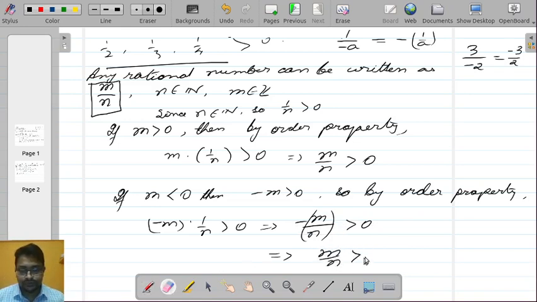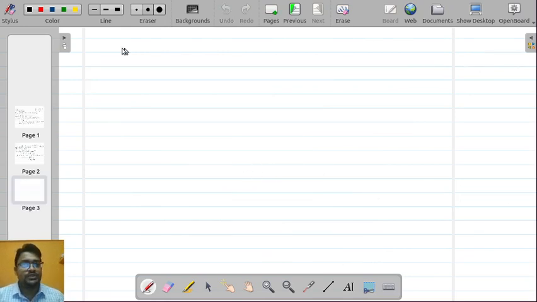Because only one is true. So minus of m by n is greater than 0, so that means m by n has to be less than 0, right? So we know under what condition rational numbers are positive or negative. The problem still remains with irrational numbers. We have not done anything about irrational numbers so far, but of course we will do it.